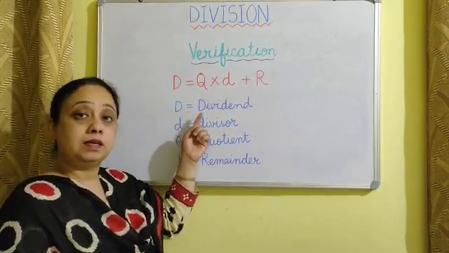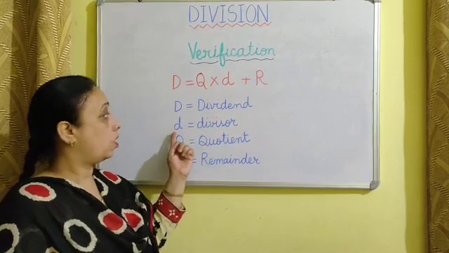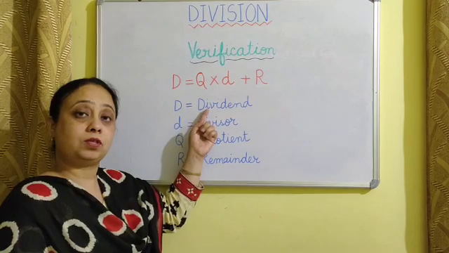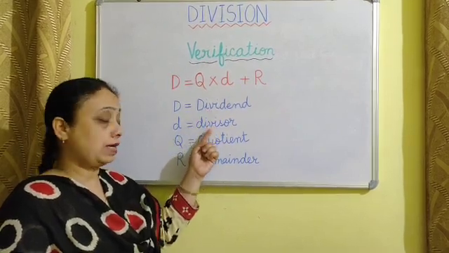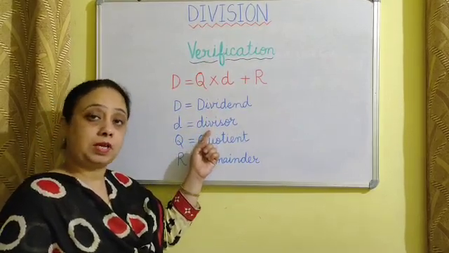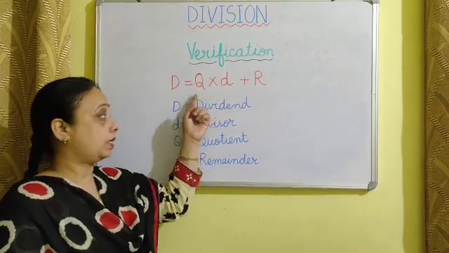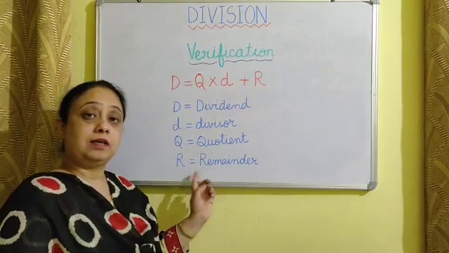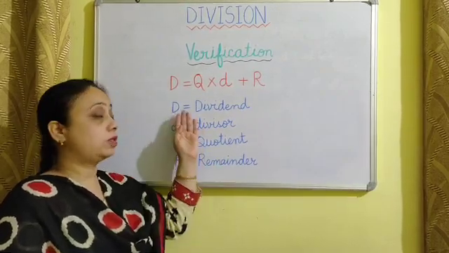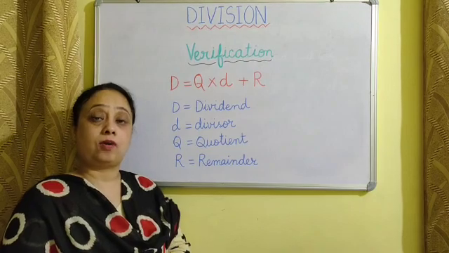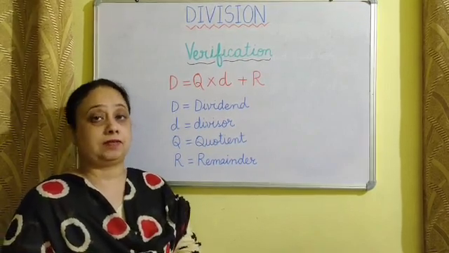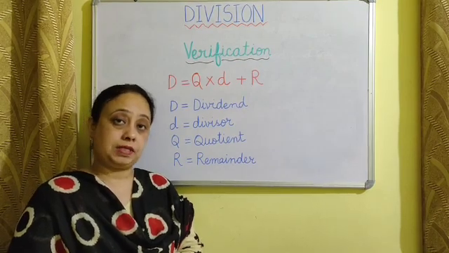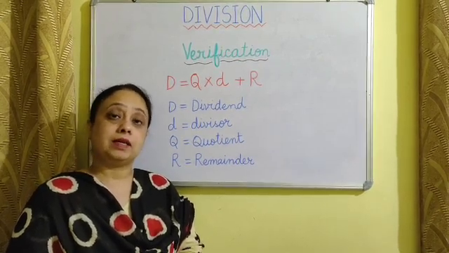What is this capital D here? Capital D is the dividend. Small d is the divisor. The dividend is the number which we divide, and the divisor is the number by which we divide. Capital Q is the quotient and capital R is the remainder. By using this formula, we are going to check or verify whether the division which we have done is correct or not. Now, I'll take some examples here that will make it clear to you.